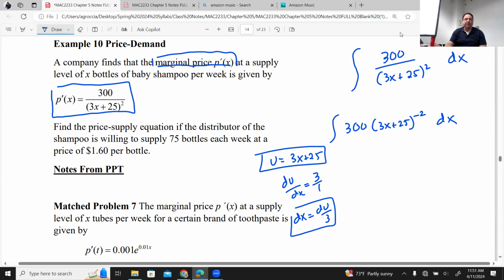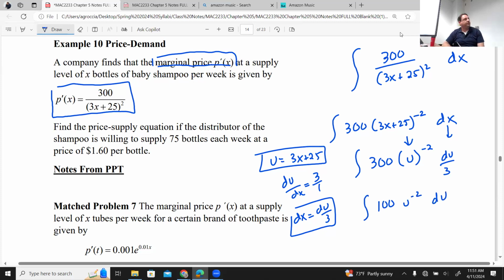Now we're going to do our u substitution. I don't have anything for 300. Instead of 3x plus 25, that becomes u to the negative 2. And instead of dx, be careful, it's du over 3. Have I taken the integral? No. Have I simplified it? No. What do I mean by that? Well, 300 divided by 3 is 100. So I have 100 u to the negative 2 du. Okay, so it does clean up pretty nicely.